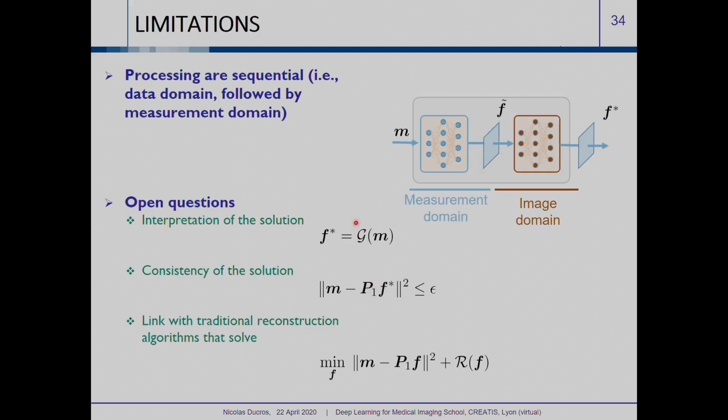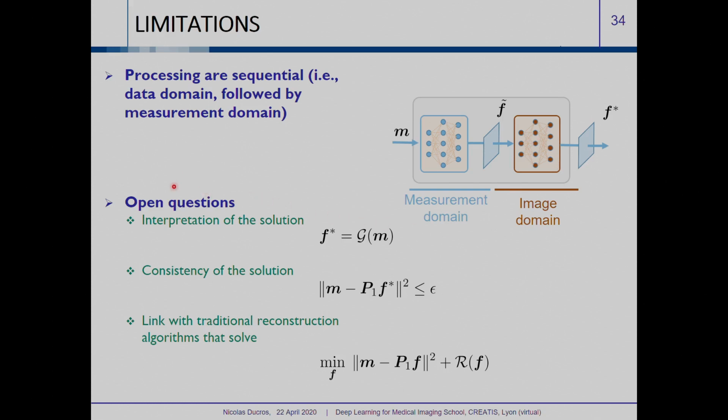Last slide on this part, about the limitations of this approach. As you have probably noticed, the processings here are sequential, meaning that we do some processing in the measurement domain, namely denoising followed by completion, and then we do some processing in the image domain. And this has some intrinsic limitations.